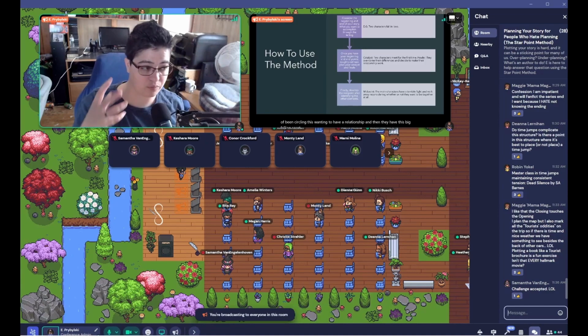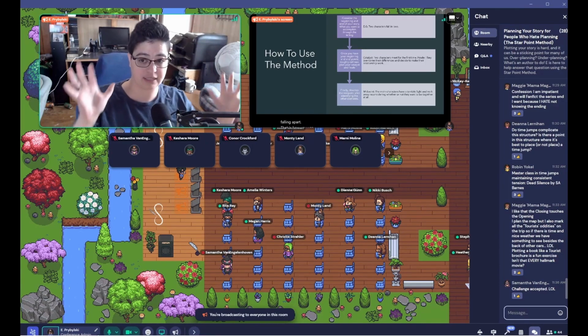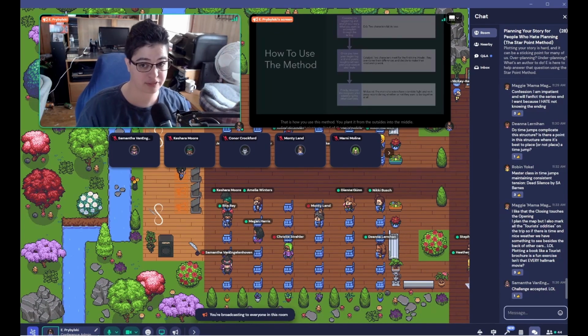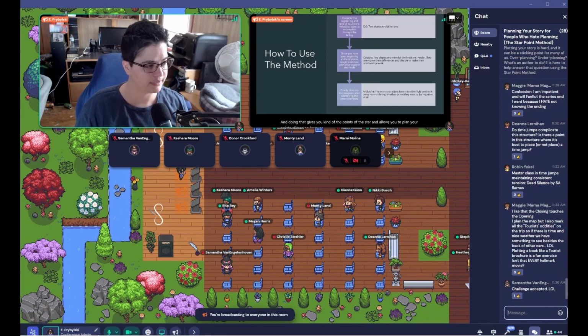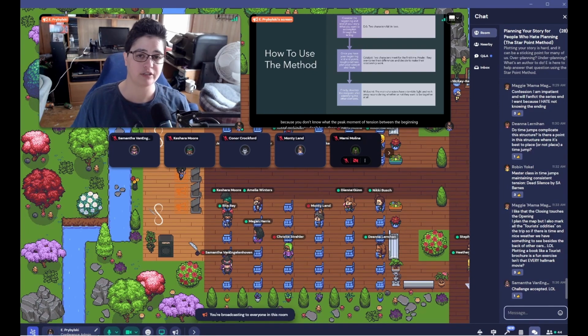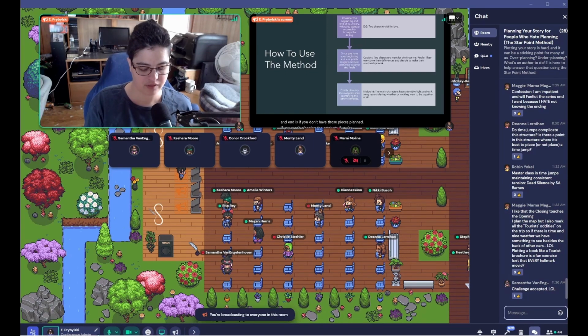That is how you use this method. You plan it from the outsides into the middle. And doing that gives you kind of the points of the star and allows you to plan your points of tension. Because if you don't know the beginning and ending, figuring out the middle is going to be awfully difficult because you don't know what the peak moment of tension between the beginning and end is if you don't have those pieces planned.